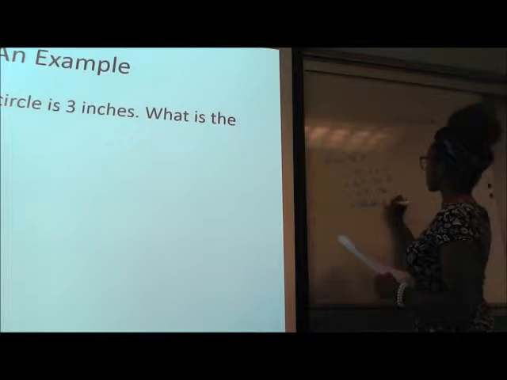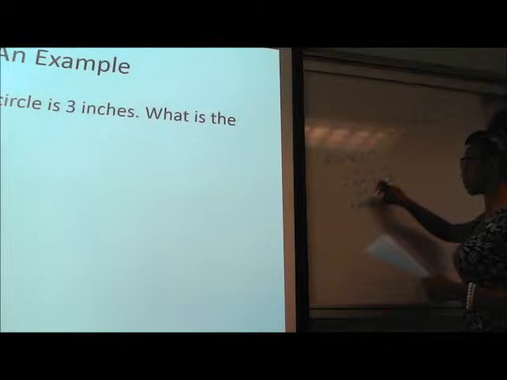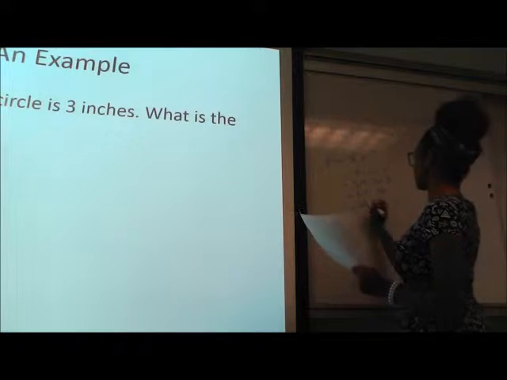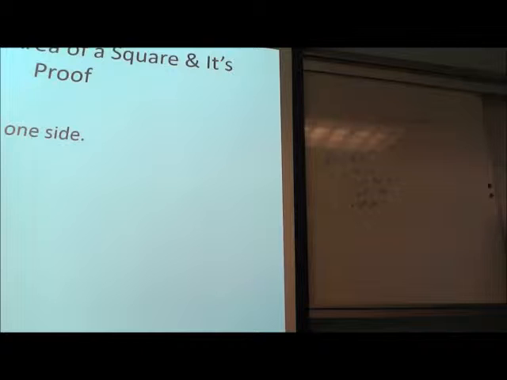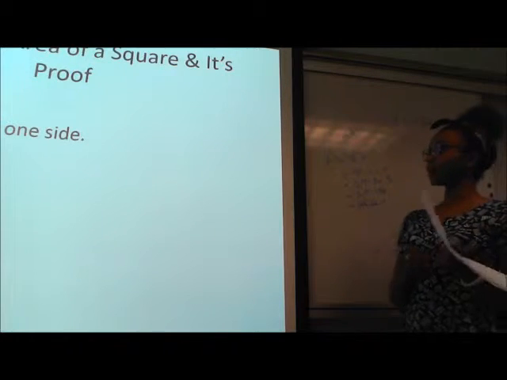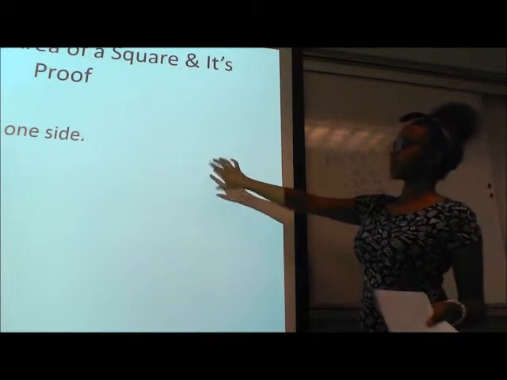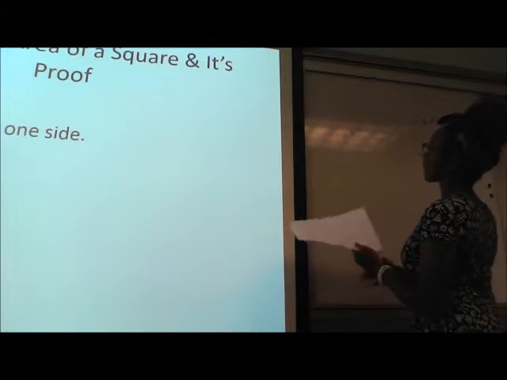All right, and next we have finding the area of a square, and its proof. The formula for finding the area of a square is A equals a squared, and a represents the length of one side. This actually has two proofs. One is calculus based and one proof is called the axioms of area, which I will elaborate on in just a minute.